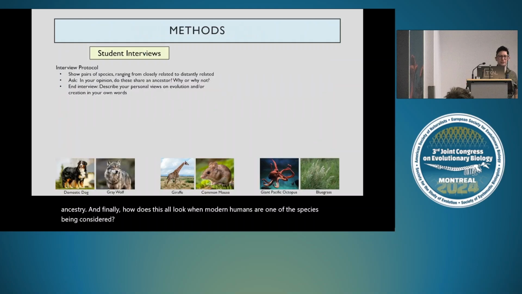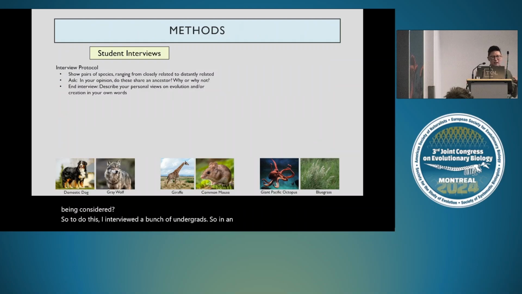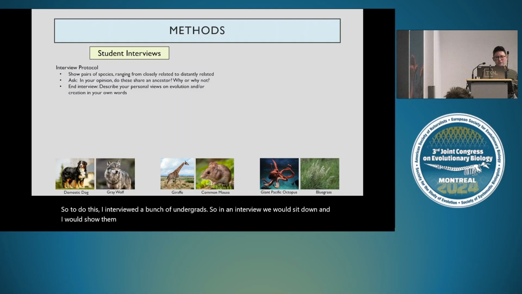So, to do this, I interviewed a bunch of undergrads. In an interview, we would sit down and I would show them various pairs of species ranging from very closely related to very distantly related. And down here you have a few of the examples that I used. And then, after a very detailed introduction to the study, for each pair, I would ask them, in your opinion, do these 2 share a common ancestor and/or are they related? And why or why not.